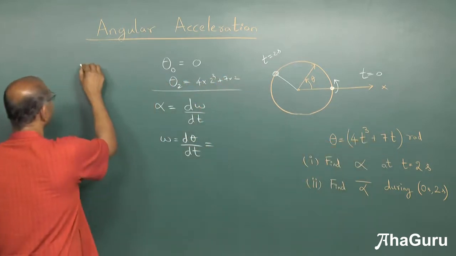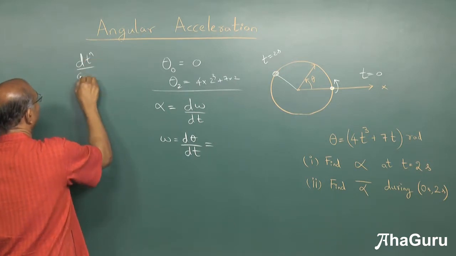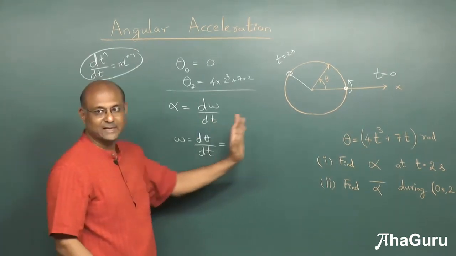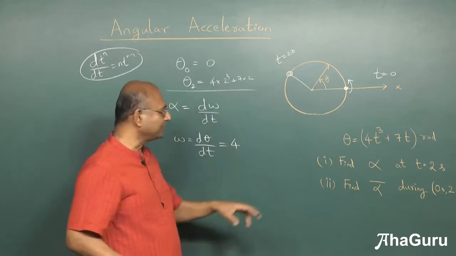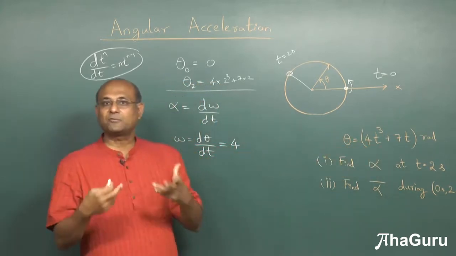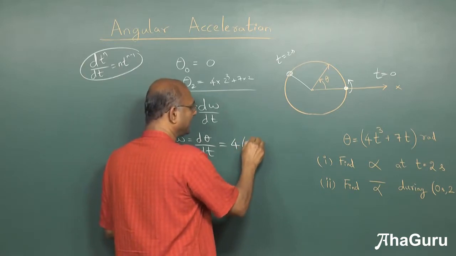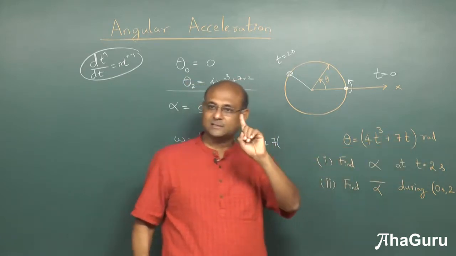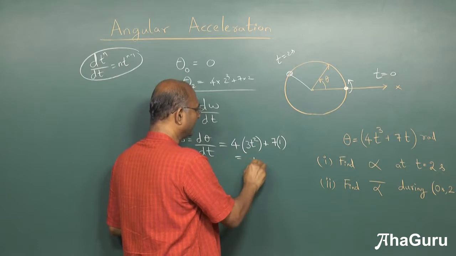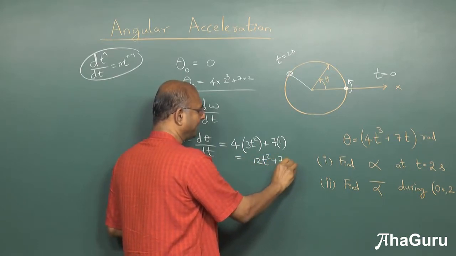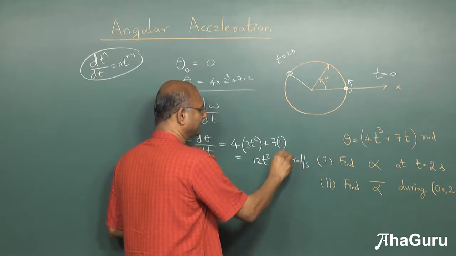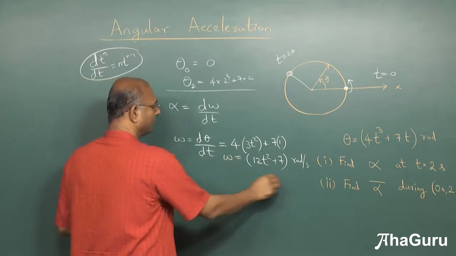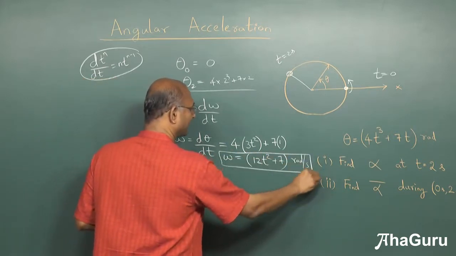And you know the basic differentiation formula, d(t^n)/dt is n t^(n-1). So we are going to use this for all of these calculations. So if you differentiate theta, it is 4 times differentiation of t cube, which is 3t square, plus 7 times differentiation of t, which is 1. And so this is going to give me 12t square plus 7, and the units are radians per second, because theta is in radians, t is in seconds. So this is omega. So we have found omega as a function of time.